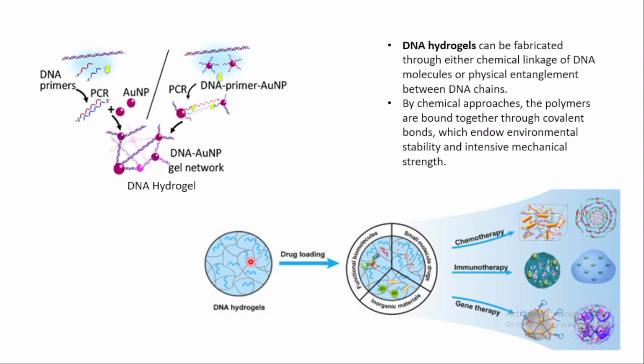We transfer it to the DNA hydrogel, and this DNA hydrogel then can be applied to the patient, where this DNA hydrogel will release the good copy of the DNA and provide a balance for the mutated copy. So that's how DNA hydrogels have been used in various biomedical applications like chemotherapy, immunotherapy, and gene therapy.